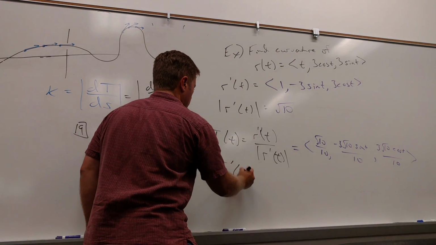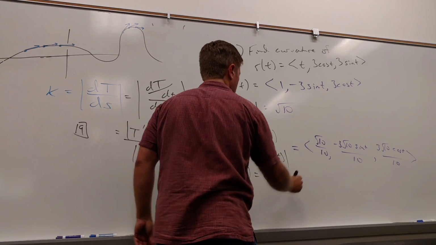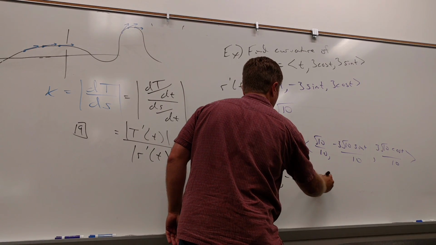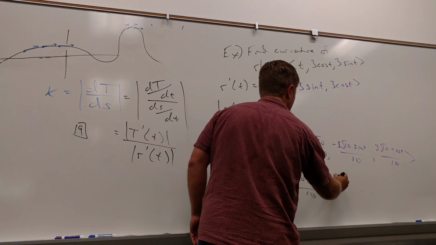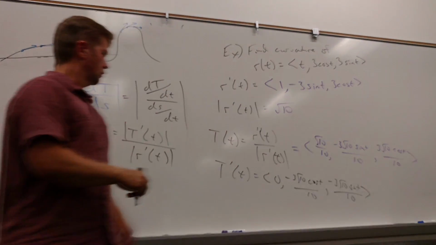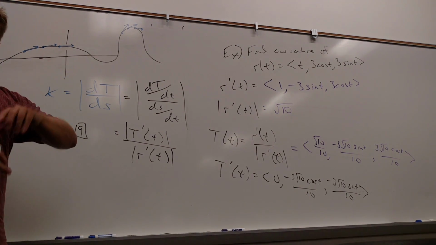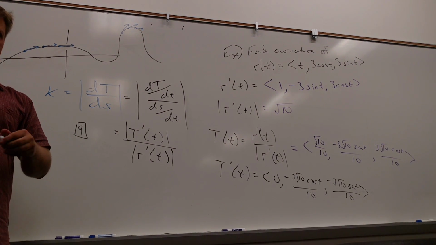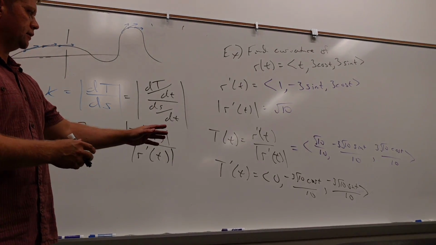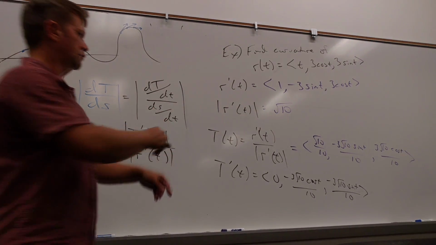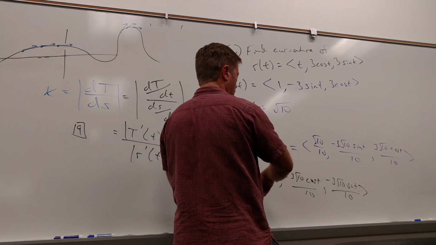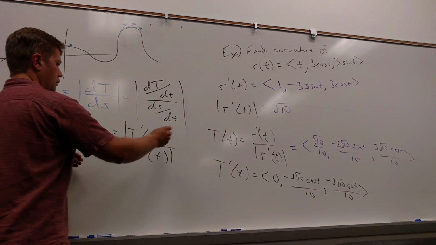So what's T prime? 0. 0. Negative 3 cosine. And then I need that guy's length. 3 over root 10. Yeah, because then, exactly, we get 9 tenths cosine squared plus 9 tenths sine squared, and then 0, and then the square root of that is back to 3 over root 10. I like it. All right, let me stop there for a second.